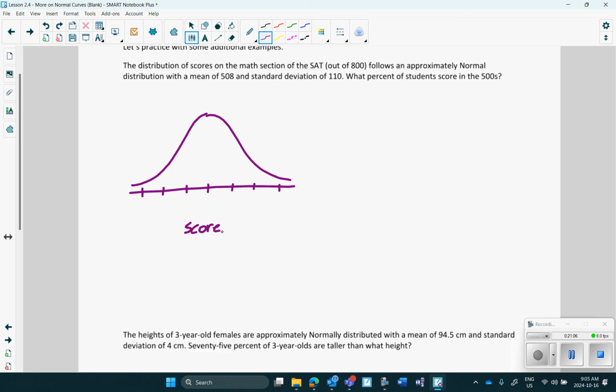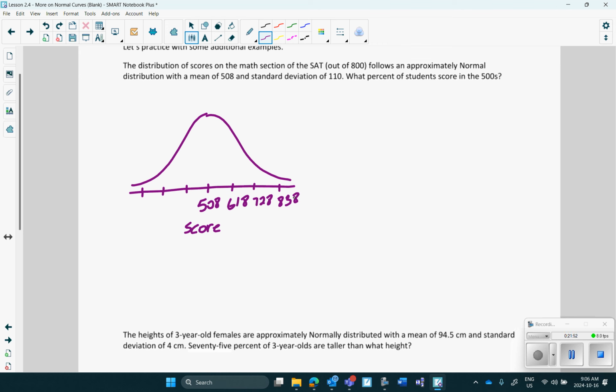The notch values or the tick values, we get those from the mean and the standard deviation. The mean always goes in the middle notch. Then I add standard deviations to get the value of the 3 notches above. So I get 618, 728, 838. Now, some of you recognize to say, well, it's out of 800. Why would it go to 838? Yeah, technically you're right. There shouldn't be any values past 800. But if we did that, it wouldn't quite follow the normal distribution and we wouldn't get quite an accurate answer.